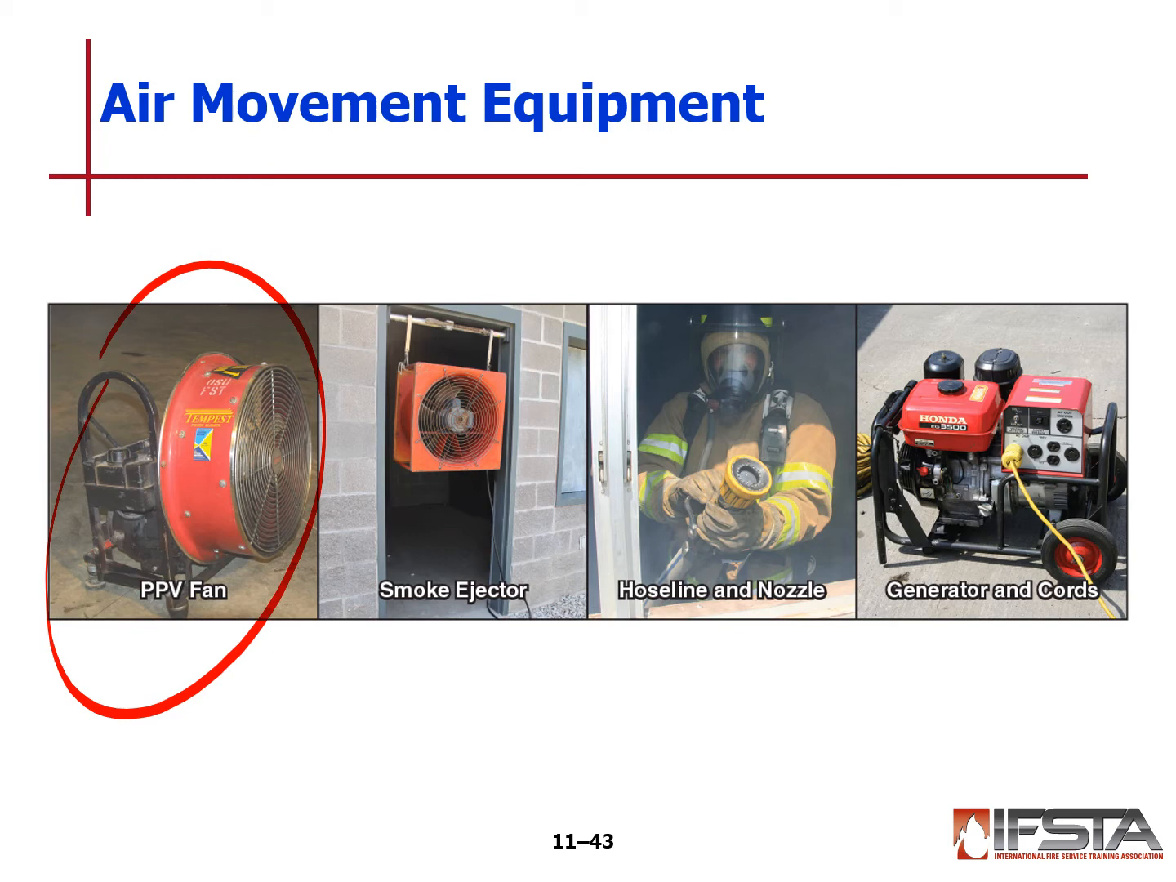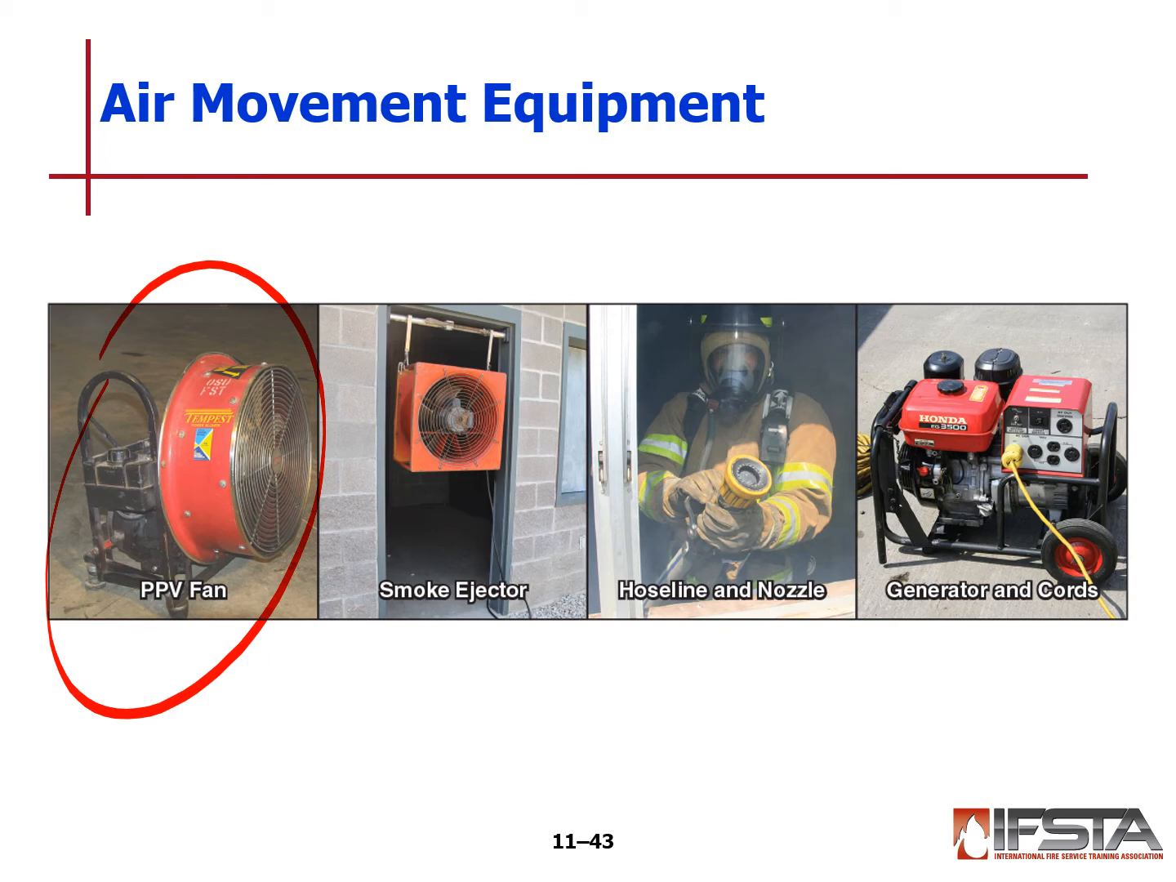The next one is a smoke ejector. This is primarily used to remove smoke. It's not as high velocity a type of fan. Typically you don't see these carried anymore. You do see the positive pressure fans carried, and most of those are gasoline, but we are starting to use electric positive pressure ventilation fans now, because they don't produce carbon monoxide.